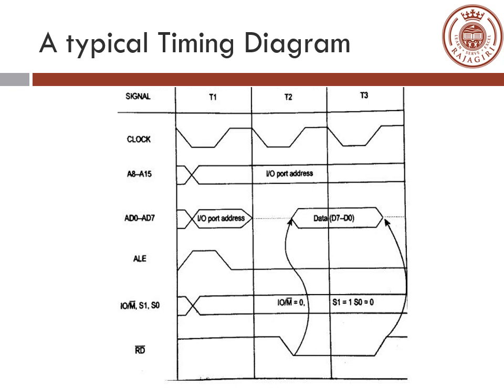After that you can see the status signals IO bar, M bar, S1, S0. The combination of these values will be represented there, so we can understand what kind of operation we are going to perform. And after that we specify the control signal, whether it is a read operation or write operation, whether it is a memory read or IO read, IO write, or memory write operation.